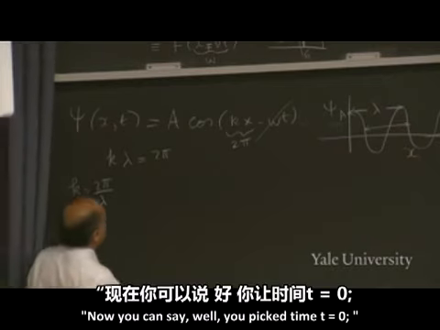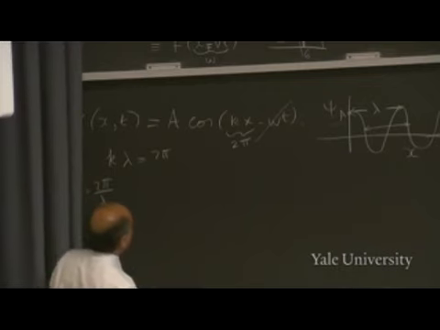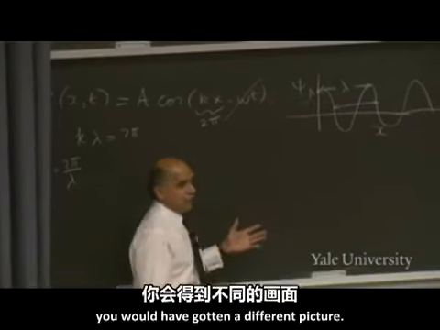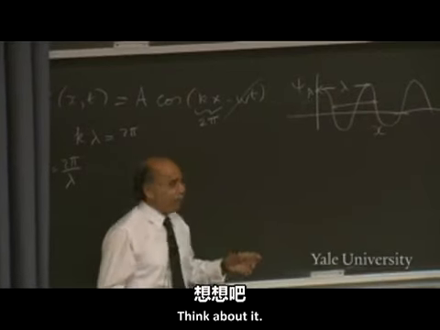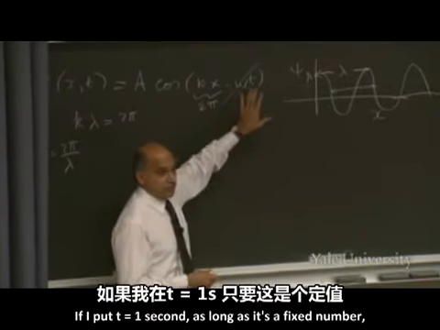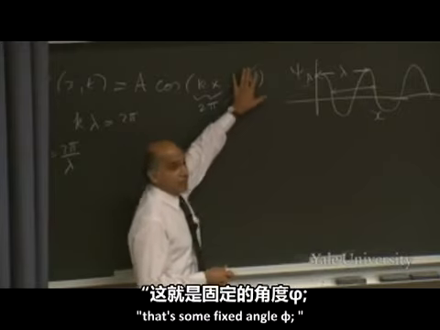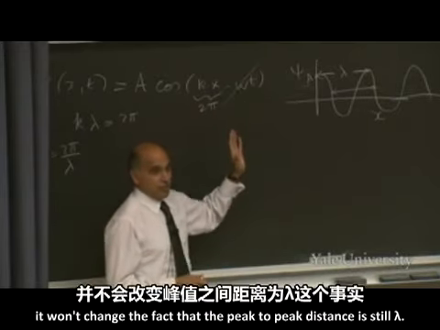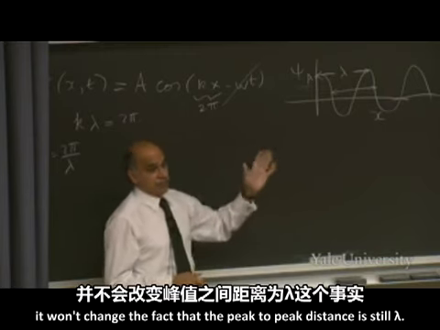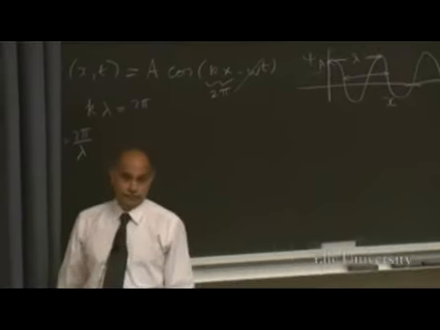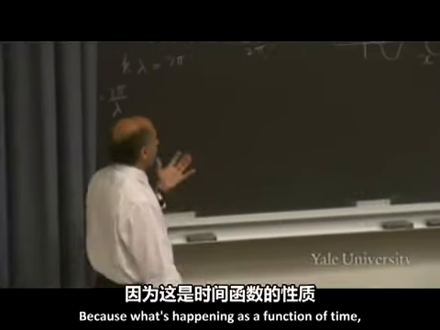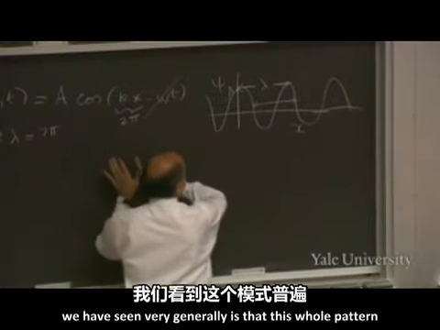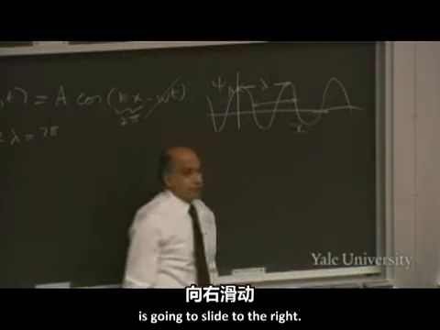Now you can say, well, you picked time t equal to 0. Maybe if you picked time t equal to 1 second, you would have gotten a different picture. Think about it. If I put t equal to 1 second, as long as it's a fixed number, that's some fixed angle phi. That's just going to shift the whole pattern by some amount. It won't change the fact that the peak-to-peak distance is still lambda. Because what's happening as a function of time, we have seen very generally, is that this whole pattern is going to slide to the right.